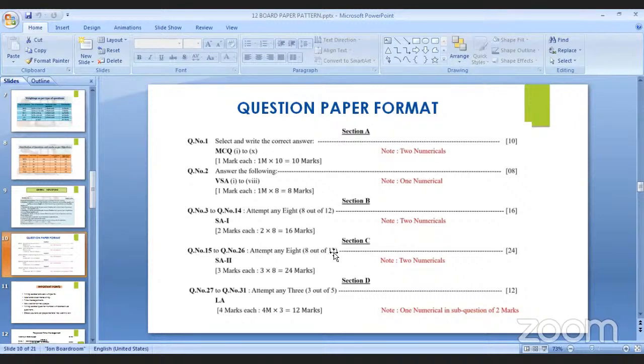Then questions 15 to 26, 3 marks as we have said, section C. There are 6 marks of 2 numericals, but those will be with options. Sometimes writing a descriptive answer, a numerical will help you get very direct marks. There is no chance of losing marks if you solve the numerical step by step. Then your section D, which is the long answer one, each question is of 4 marks. Out of 5, you have to solve 3. One numerical as a sub-question is of 2 marks.